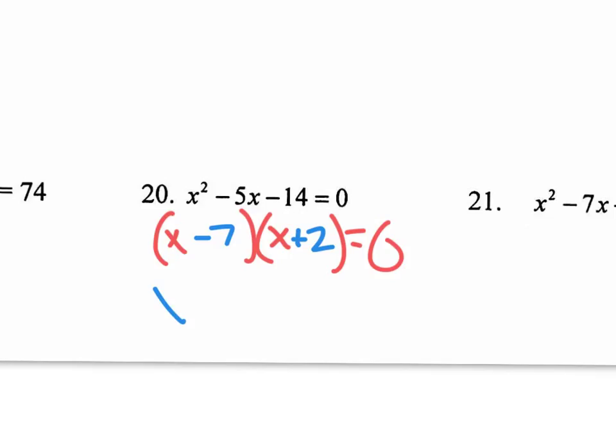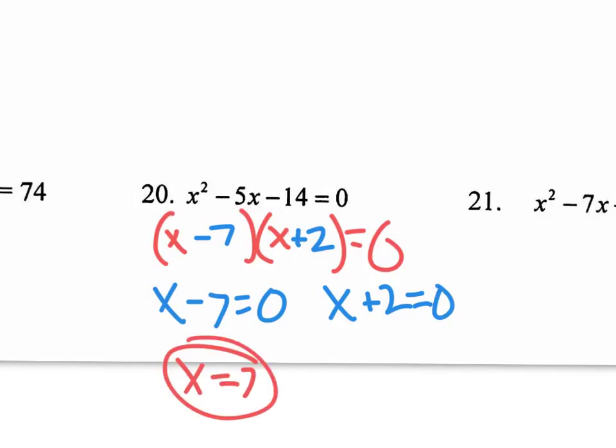So I split it now, and my final answer will be x equals 7, positive, and right here, subtract 2, x equals negative 2. Those are my two answers on number 20.